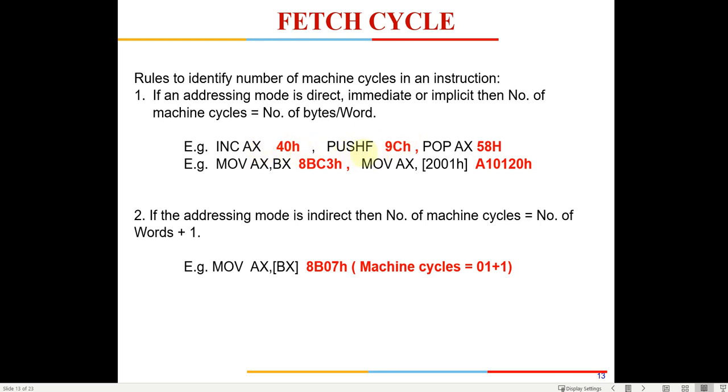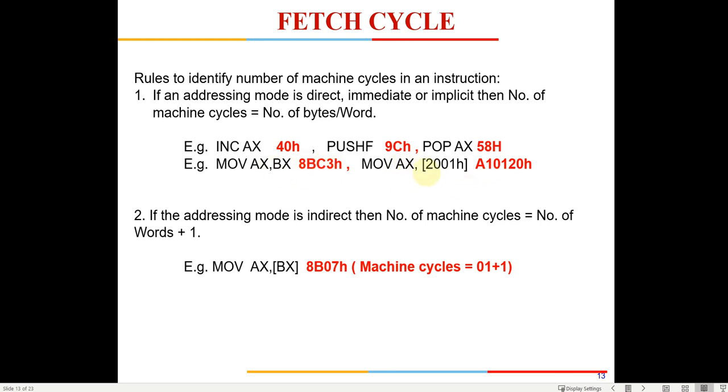Similarly, this is PUSHF. Again it's a 1 byte opcode, so it is going to take one machine cycle. POP AX is again a 1 byte instruction, so it is going to take only one machine cycle. Now you have MOV AX, BX. This is again a one word operation. Since our processor 8086 can transfer one word of data from the memory, as it has 16 data lines, this also will take one machine cycle.